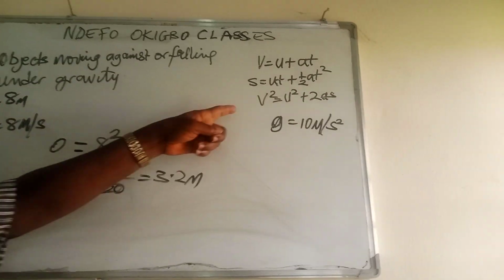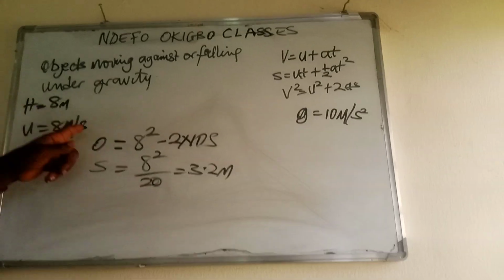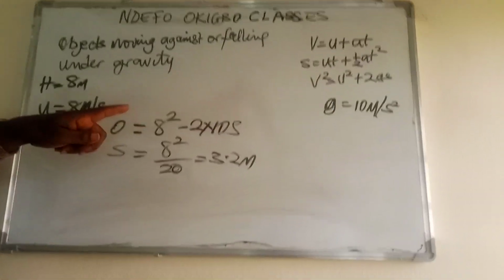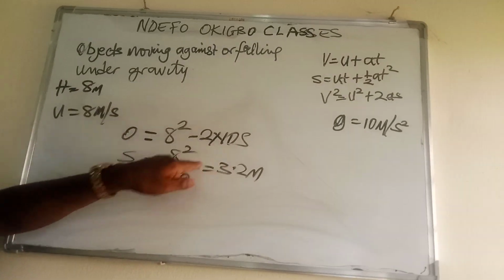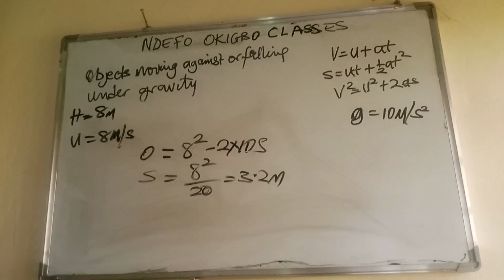We saw that the third equation can solve the problem, because at that height where the stone hits the fruit, the velocity of the stone will be 0. The stone will stop. So with this we get our s, which is the height. We got 3.2 meters. Thank you very much.